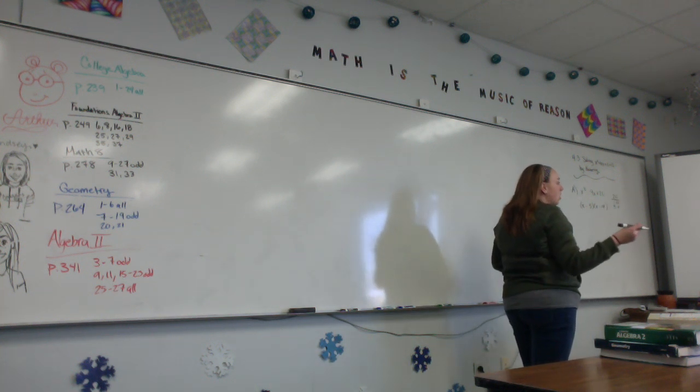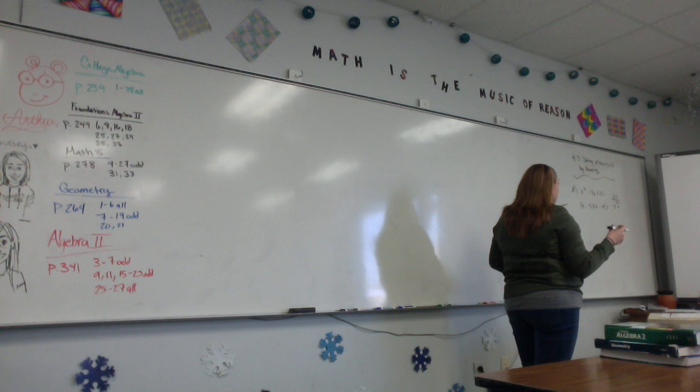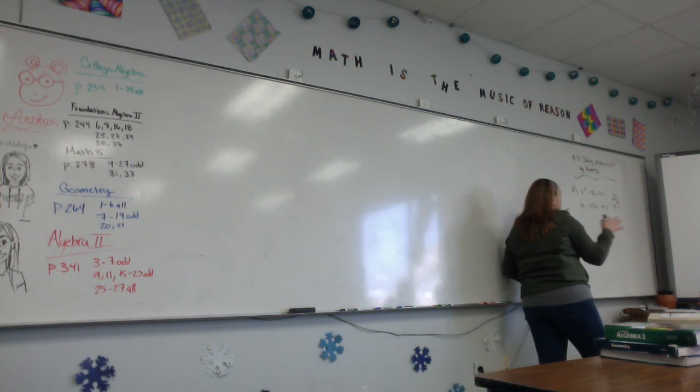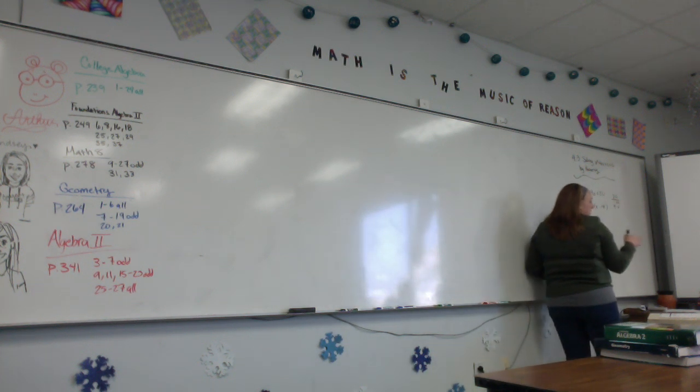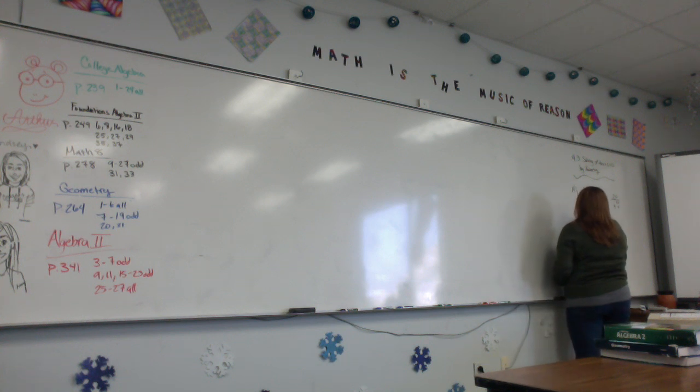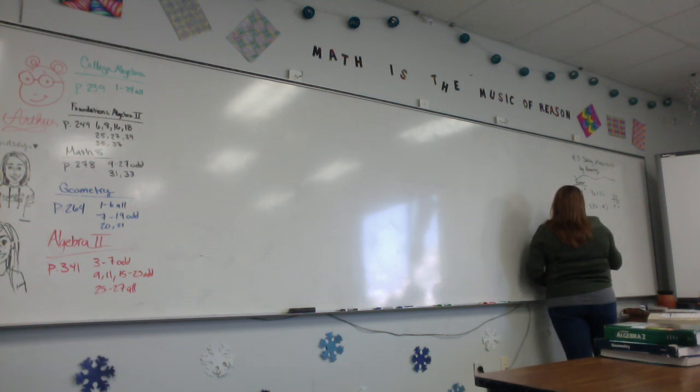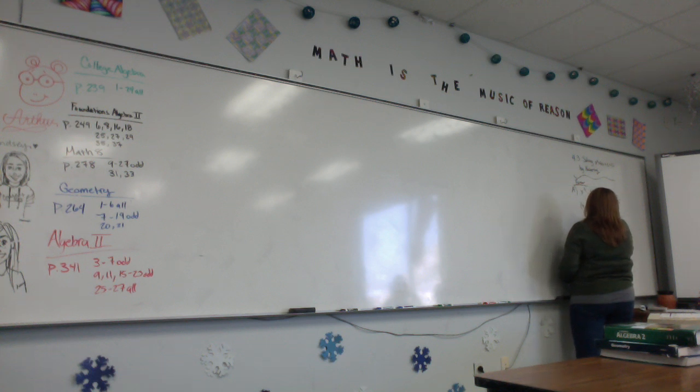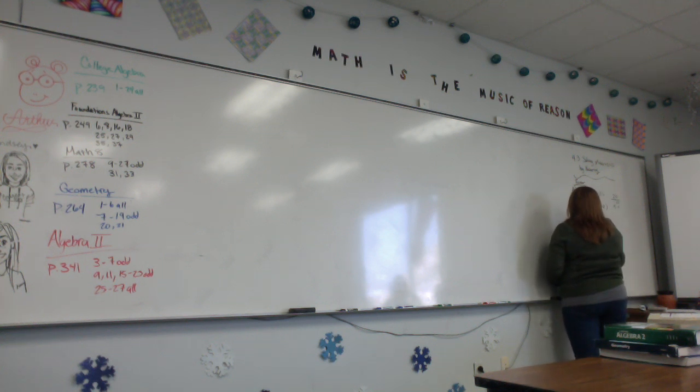If it says solve, then I have to set both of these parentheses equal to 0 and solve for x. Okay, so when it says factor, I leave it this way. This is factoring. What multiplies to give me positive 20 and adds to give me negative 9? A negative 5 and a negative 4 is a positive 20.